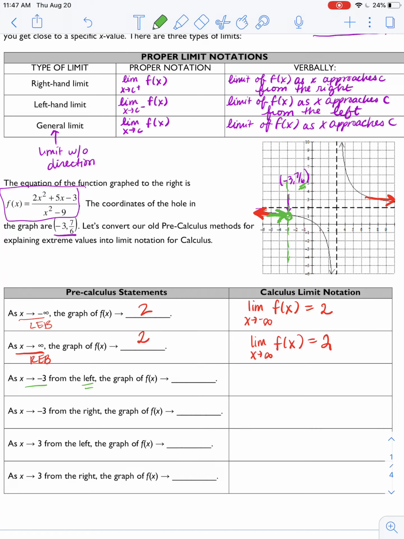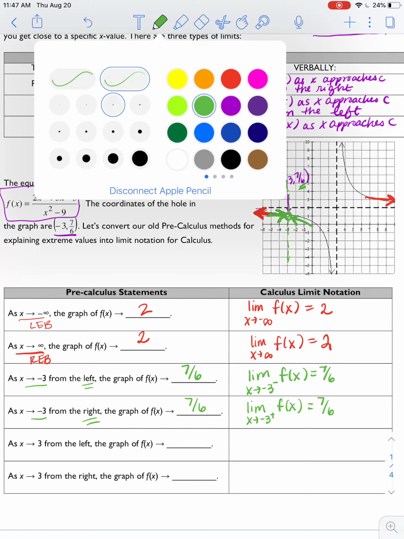Otherwise, if I were just looking at this graph, I might estimate it as about 1, but they tell me it's 7 over 6. So limit as x approaches -3 from the left of f of x equals 7 over 6. As x approaches -3 from the right, I see that going the same way. It also approaches 7 over 6. So limit as x approaches -3 from the right of f of x equals 7 over 6. So again, be careful with that notation there. The negative and the positive after the -3 denote the direction, not a positive or negative value.